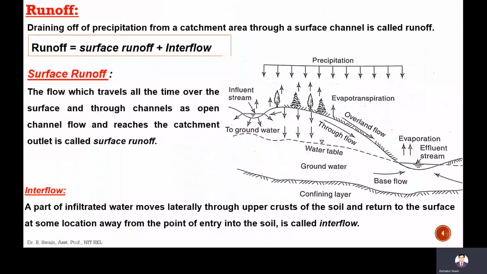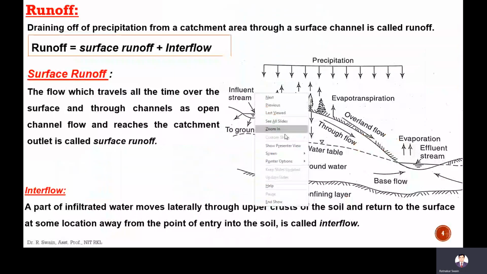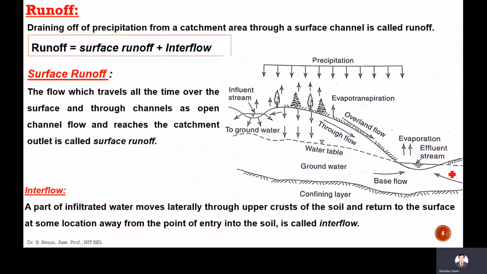What is runoff? The runoff that we discussed, that is the precipitation. The part of precipitation which flows on the surface and joins the stream, means the part of precipitation which at last joins the stream, is called runoff. And this stream water joins at last to the catchment outlet. The draining of precipitation from a catchment area through a surface channel is called runoff.